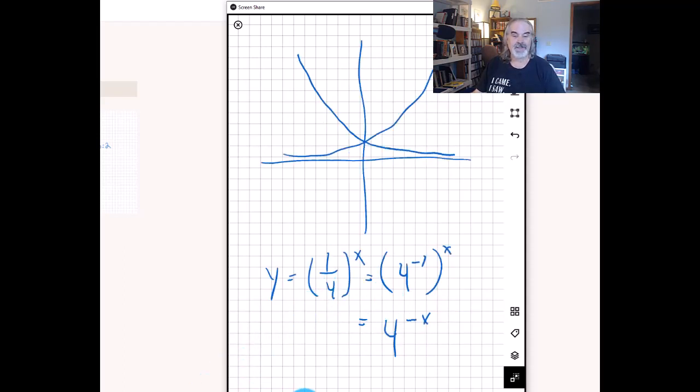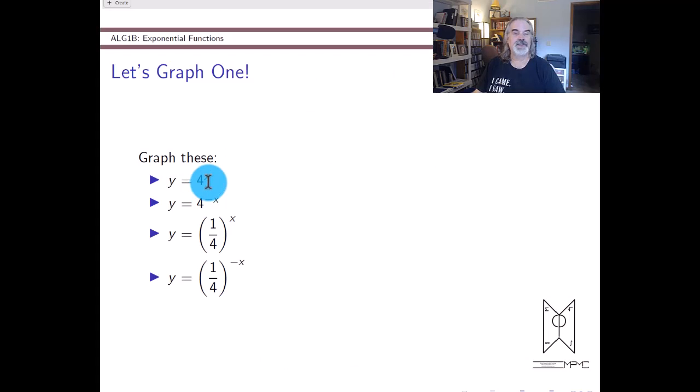Okay. So if we go back to this slide, this is one of those nice situations where, oh my gosh, I have to draw 4 graphs. I graph the first 2, but then I can be clever and recognize that the graphs of the bottom 2 are just going to replicate the graphs of the top 2. So see if you can figure out why the graph of 1/4 to the -x is going to end up being the same as the graph of 4 to the x.